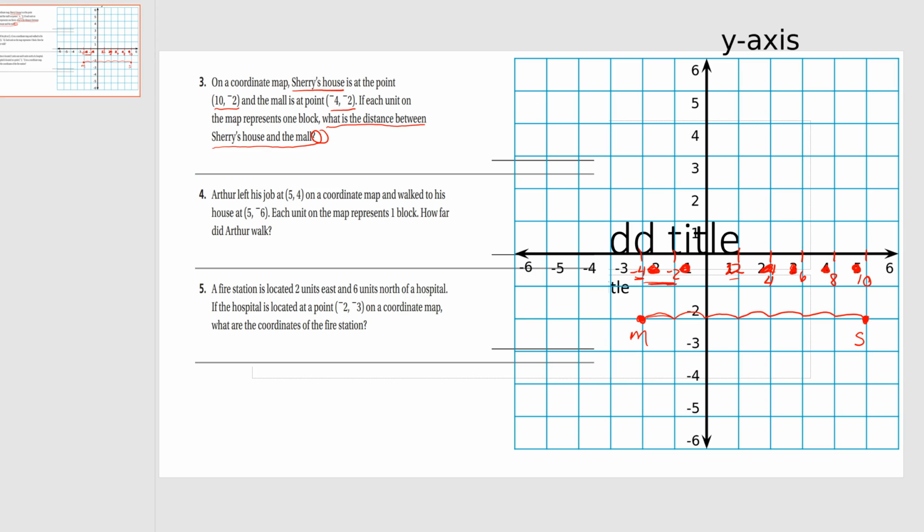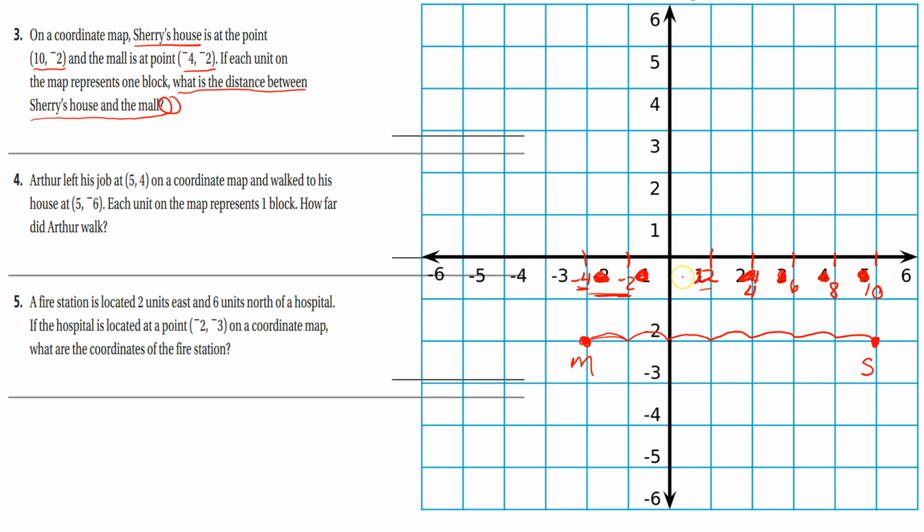But remember, each one of these is representing 2, 4, 6, 8. Oops, sorry about that. See, each one of these, 2, 4, 6, 8, and continue to find the distance. And so number 3, you're just going to have one number for your answer. It's going to be how many blocks apart the mall and Sherry's house are. How far away, how many blocks.